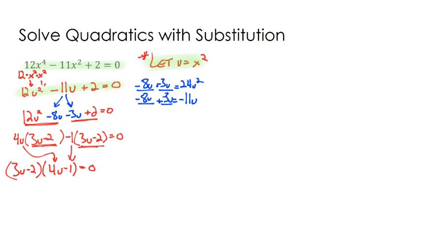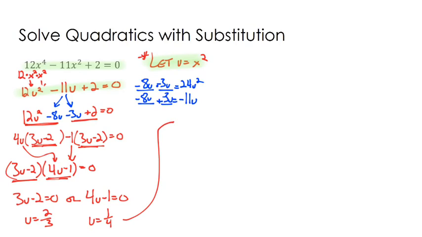And now what we have is this. I have the zero product property. If this times this equals 0, that means either 3u minus 2 equals 0 or 4u minus 1 equals 0. And if I solve these two mini equations for u, the equation on the left becomes u equals 2/3, and the equation on the right becomes u equals 1/4. If you didn't want to solve that with factoring, you could have also solved it with the quadratic formula, and you should end up at the same two solutions that I have right here. Now, we're not quite done yet.